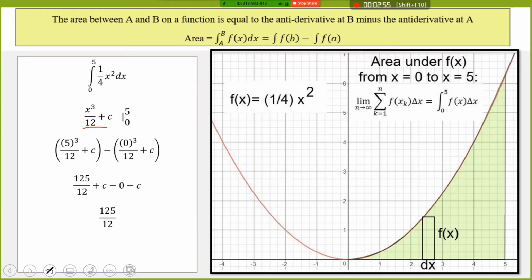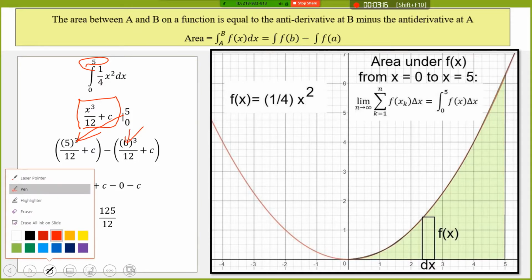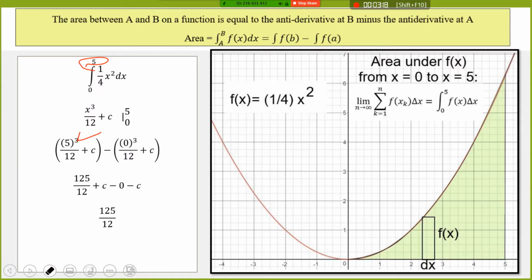So for the homework, we would have ended here. But if I want to find out how much area there is between point A and point B, then I can plug in my upper bound and subtract my lower bound. So my upper bound is this 5. So I'm going to plug 5 into our equation, and then subtract what happens when I plug 0 into the equation. That will tell me how much our area has changed between x equals 0 and x equals 5.